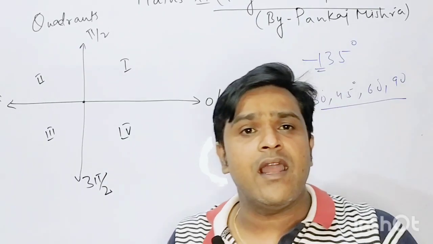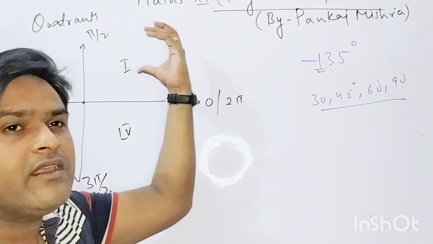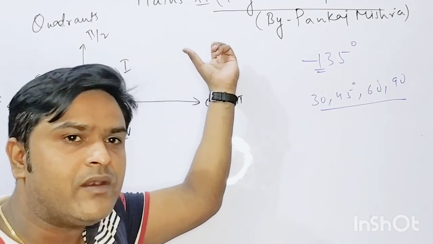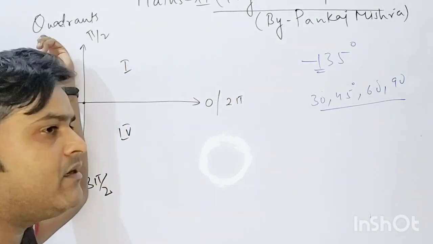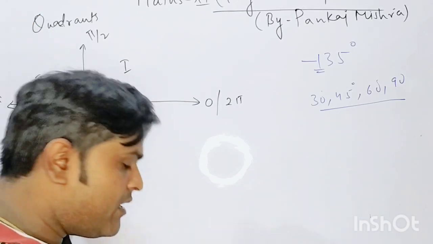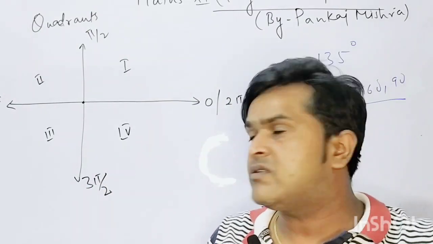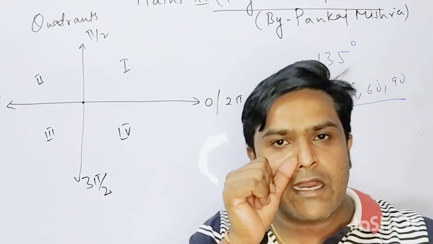As we have studied in class 10th, the CAST rule: in the first quadrant all the trigonometric ratios will be positive. In the second quadrant, sine and cosec will be positive. In the third, tan and cot will be positive. And for the last quadrant, cos and sec will be positive. Rest of the ratios will be negative.